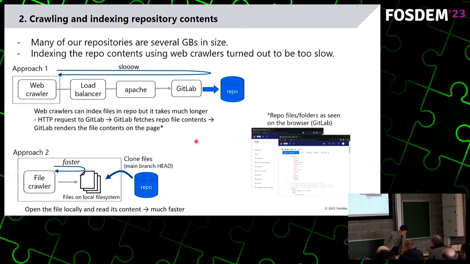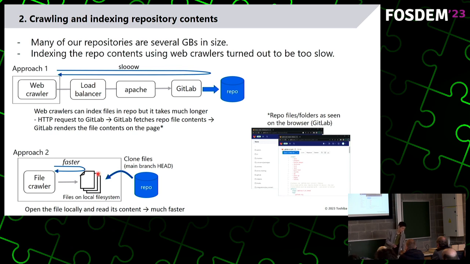The reason is that the web crawler makes an HTTP request, and GitLab fetches just one file from the repo and then renders it to the web page. So there are too many steps just to get the content of one file. So what we did was first clone the repository contents to the local file system, and then run Fess's file crawler, which is a crawler for directory hierarchy, and do everything locally.